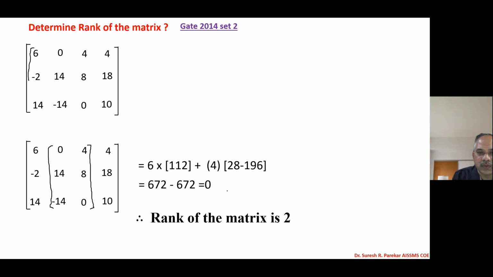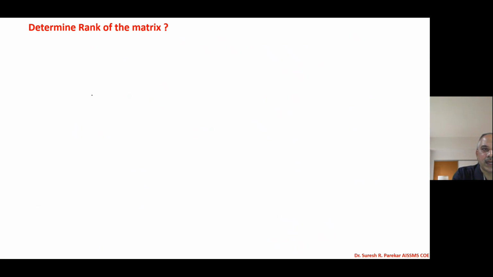And if we have this value 0, that means my matrix is not rank 3, so it will be reduced to 2. So this value comes 0, which means we can change rows and columns in such a way that we get one of the rows equal to 0. You can go by that method also, but that will be time consuming. Therefore, this is the simplest method to calculate the rank of a matrix.